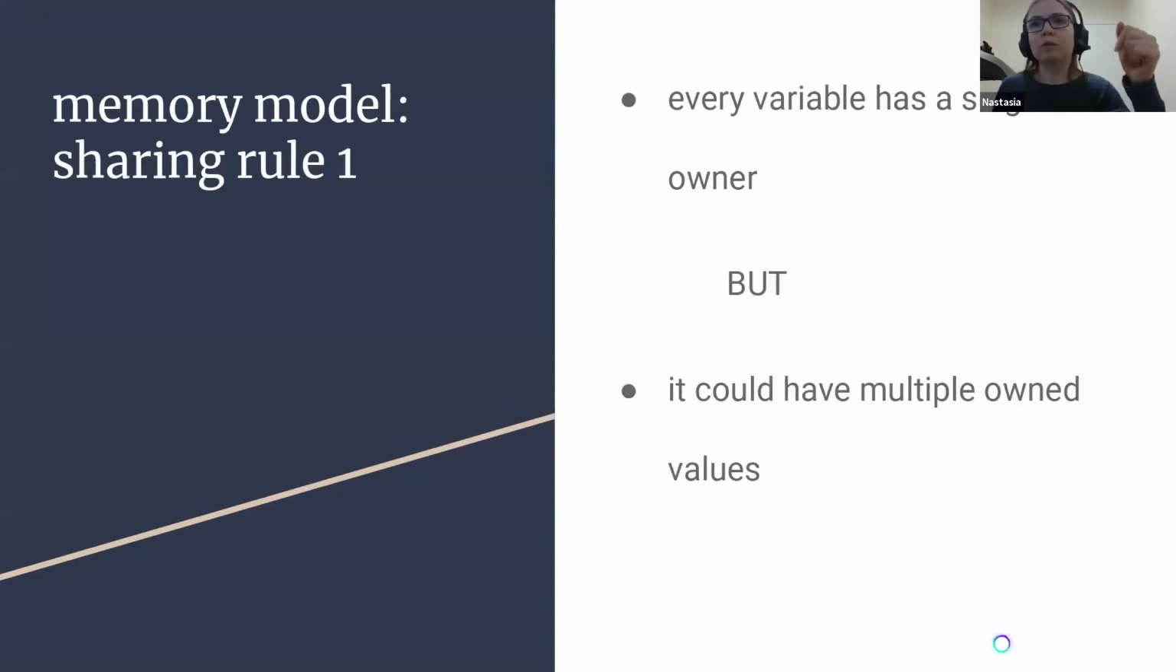When it comes to determining these memory flow rules, there are two rules which I think are important to keep in mind. First of all, every variable would always have a single owner, but at the same time, it could own multiple things. If you think about the Rust memory model as a tree, every node only has a single parent, but it could have multiple children. So this flow is always preserved.